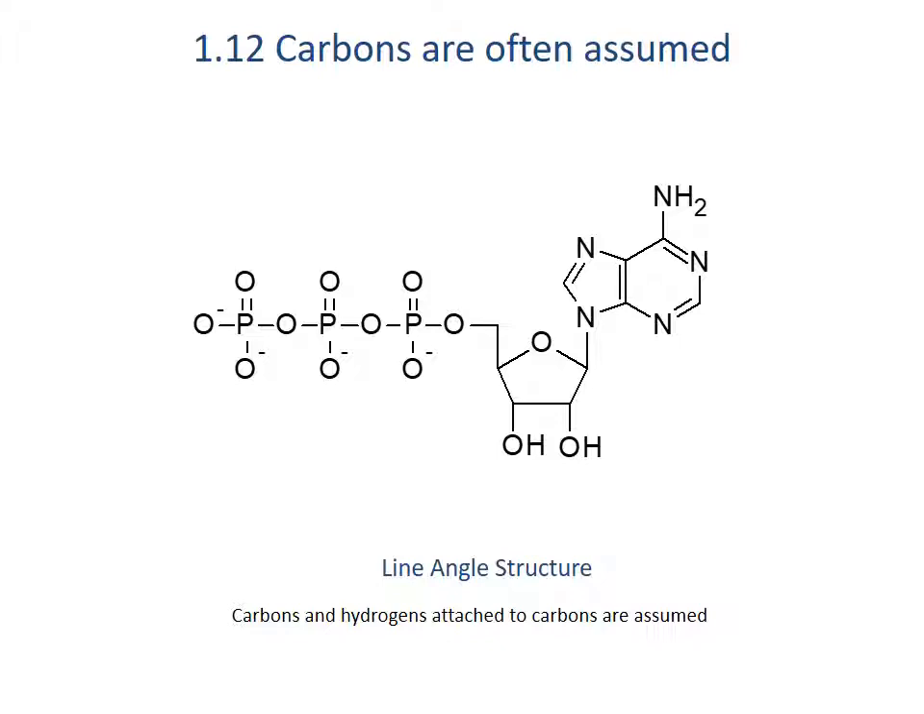Now, to make structures even simpler, most of the time we actually assume the carbons as well, since carbons make up most of our molecule. So we assume that carbons are present if we have an endpoint of a line that's not labeled. And all the hydrogens that attach to the carbon are also assumed. This is called the line angle structure. And this is by far the most common way that we draw molecules in organic chemistry.